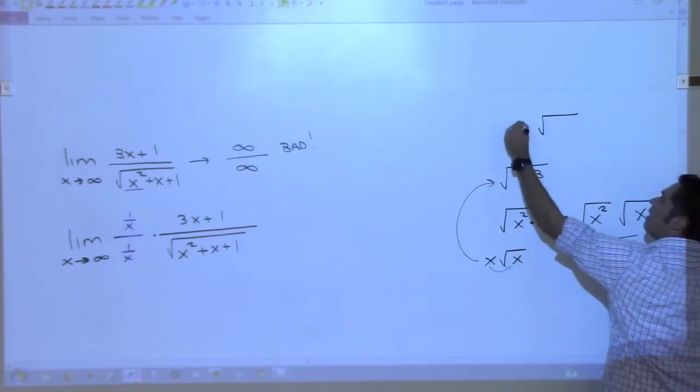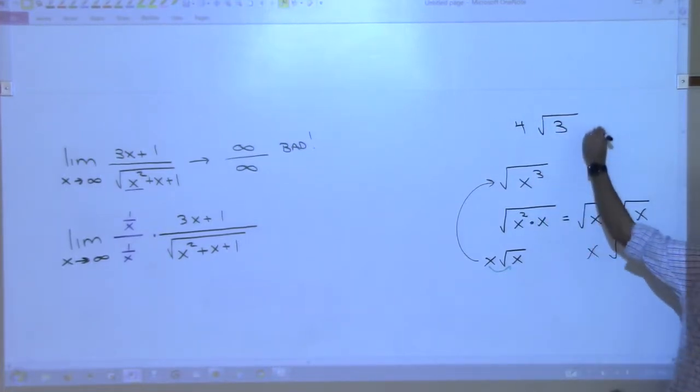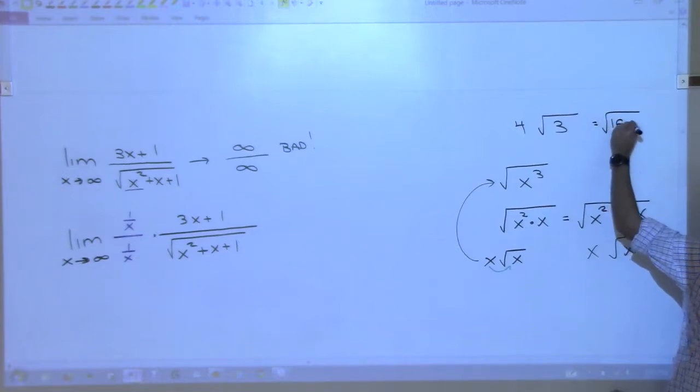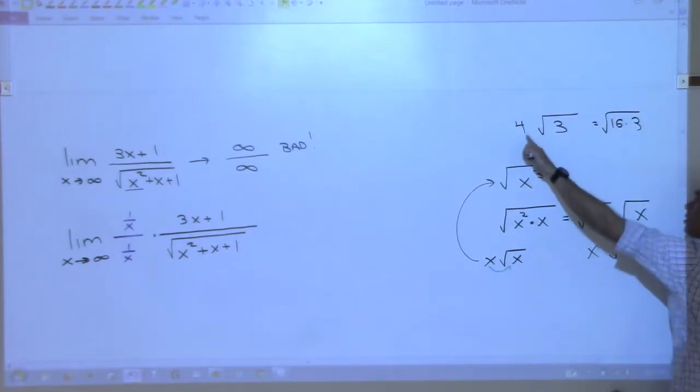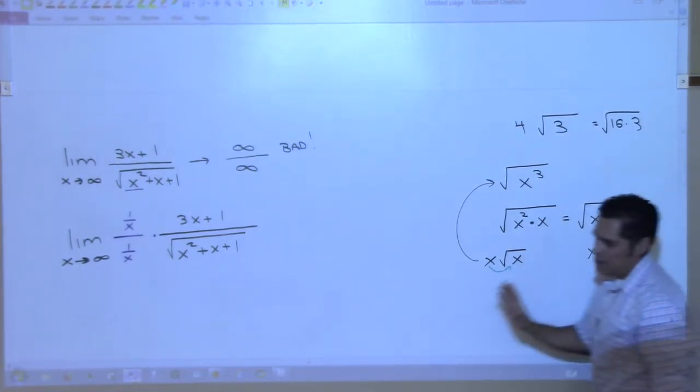If I asked you to take this and push the 4 back in, what would it become? Root 16 times 3, right? The 4 would go in, it would become 16, and then hit the 3. Yes? All right. So back to this.